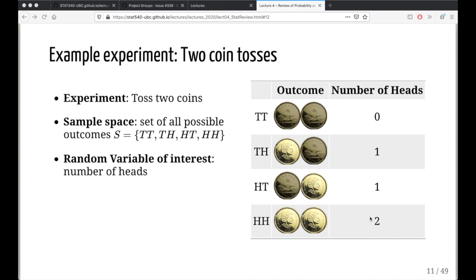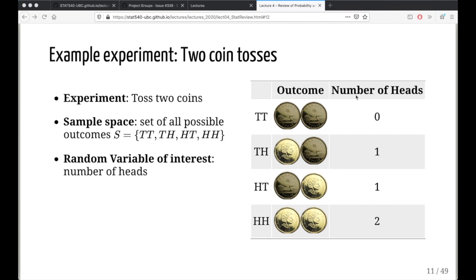Now, there's no reason we have to consider that random variable. We could consider a different random variable. For example, we could consider the random variable as the outcome of having 2 of the same outcomes on each of our coins.